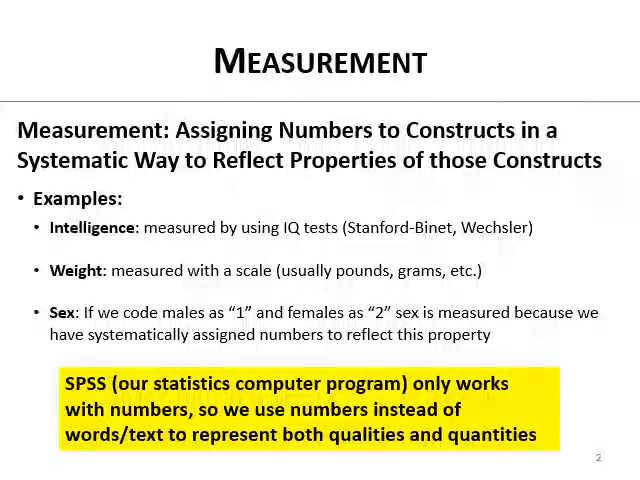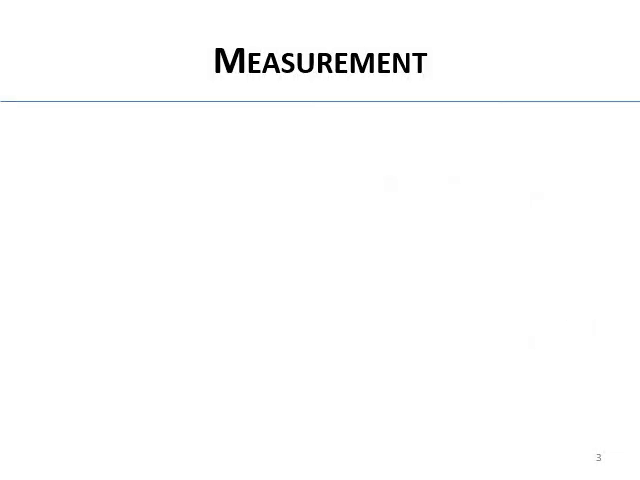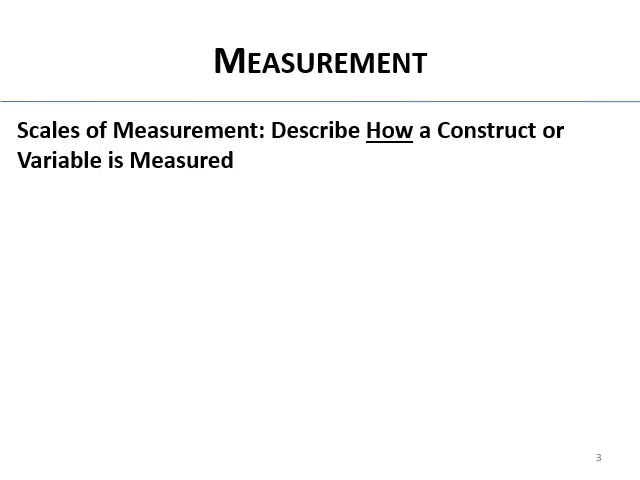So we call this numeric coding or categorical coding. It's the numbers we use to represent those categories. Some people use 0 and 1 for sex, or it doesn't actually matter, which is something we're going to talk about. So measurement is assigning numbers to some construct in a systematic way that reflects that underlying construct.